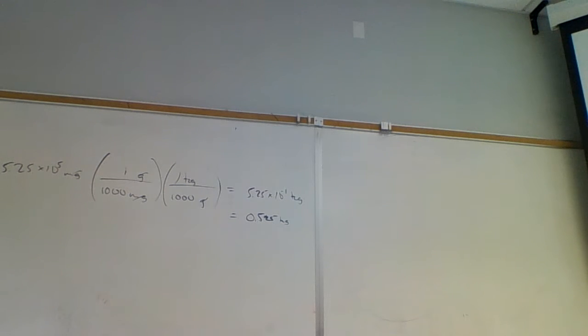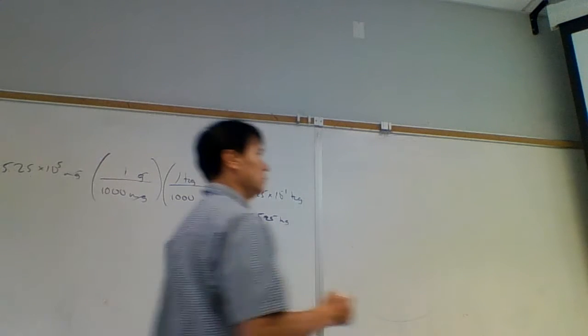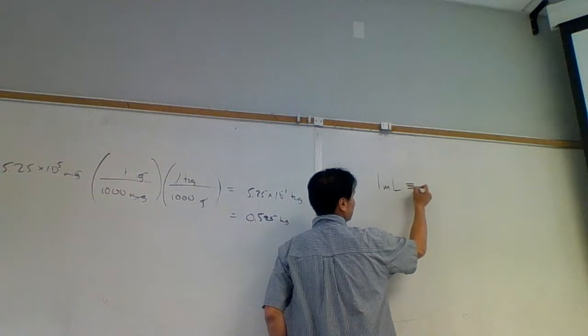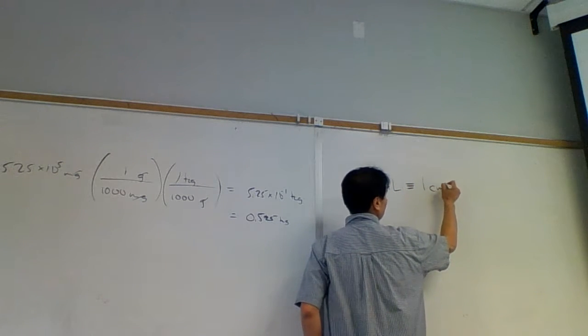Okay, a fruit drink is sold in bottles that contain 1,892 milliliters. Express the volume in cubic centimeters and in liters. Well, one thing you need to know is this. 1 milliliter is defined as 1 cubic centimeter.